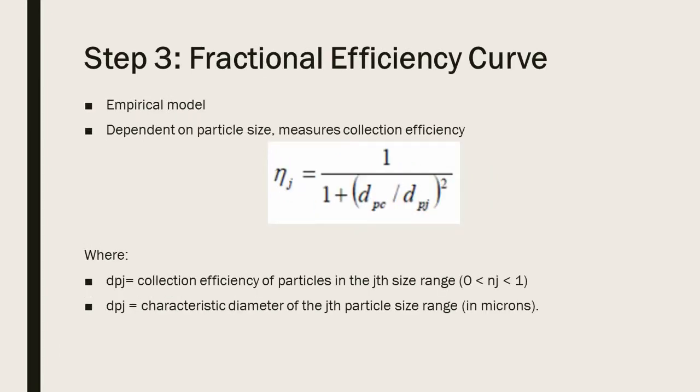The last step would be the fractional efficiency curve. It is an empirical model. It is dependent on particle size, and it measures the collection efficiency. This is given by the formula η_j is equal to 1 over 1 plus the square of the ratio of d_pc and d_pj, wherein η_j is the collection efficiency of particles in the jth size range. This ranges between 0 to 1, and d_pj is the characteristic diameter of the jth particle size range.